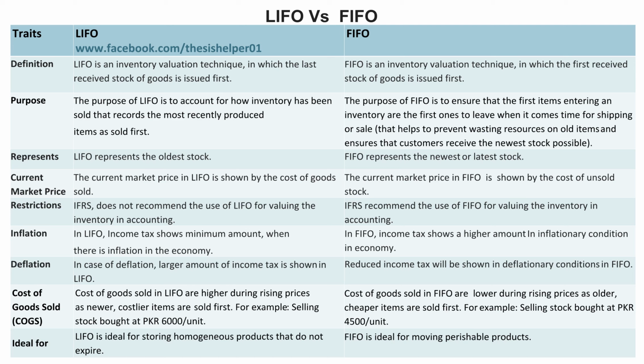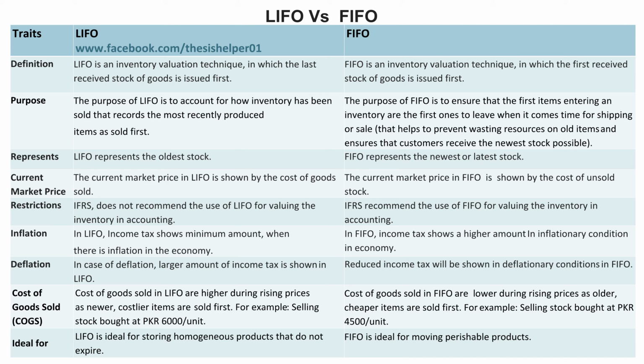The current market price in LIFO is shown by the cost of goods sold, whereas the current market price in FIFO is shown by the cost of unsold stock. IFRS does not recommend the use of LIFO for valuing the inventory in accounting, whereas IFRS recommends the use of FIFO for valuing the inventory in accounting.